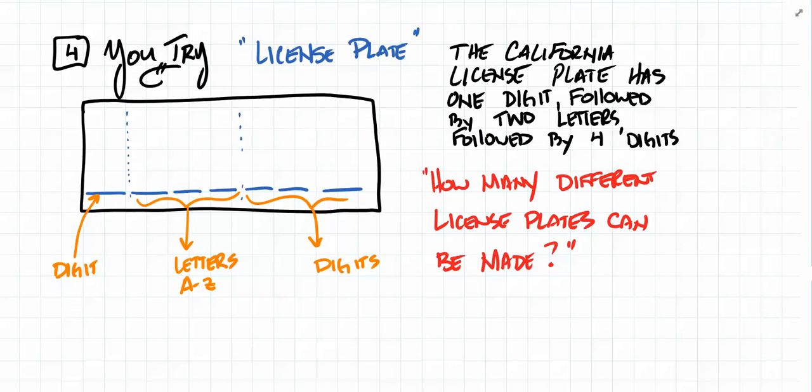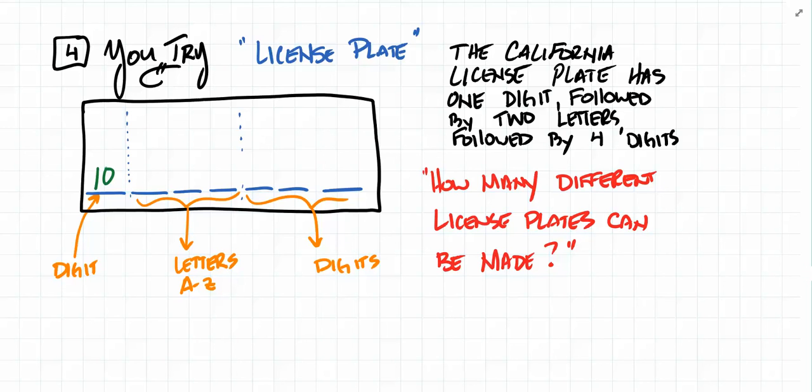Okay, box number 4 is a Try-It. This is the license plate example. The California license plate has a digit followed by 3 letters followed by 4 more digits. So how many different license plates can be made? Here's how you do it. The first digit can be any one of the 10 digits that we described before. It can be 1, 2, 3, 4, 5, 6, 7, 8, 9, or 0. So there's 10 choices for that one.